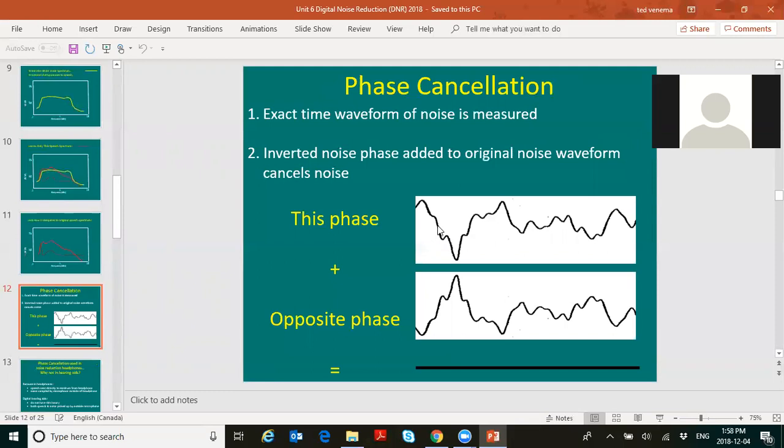Then they tried phase cancellation. Now this is important, okay? You are going to realize the importance of this when you start clinic. You're going to get clients talking to you that, oh, my Bose headphones have noise reduction. My headphones work great. How come my hearing aids can't use that?